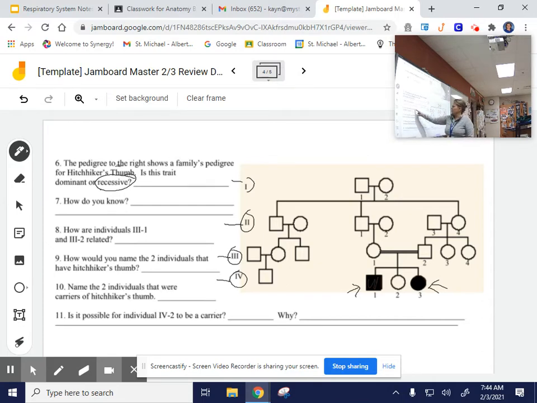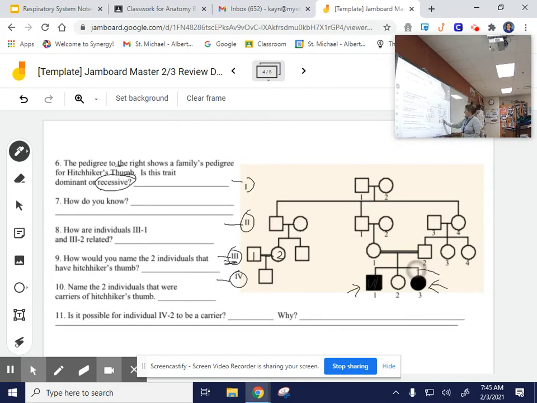How are individuals 3-1? The way you read this is the first person, this is column 3, this is number 1, and this is 3-2. And because there's a line right here between them, you know that they are married or have had children. So those are spouses.